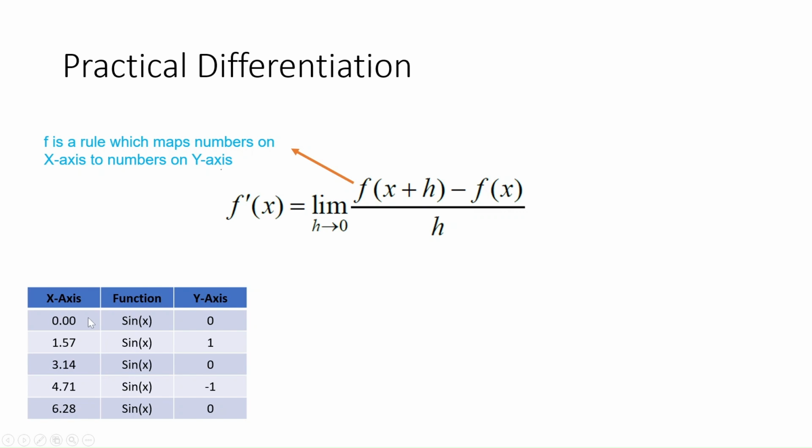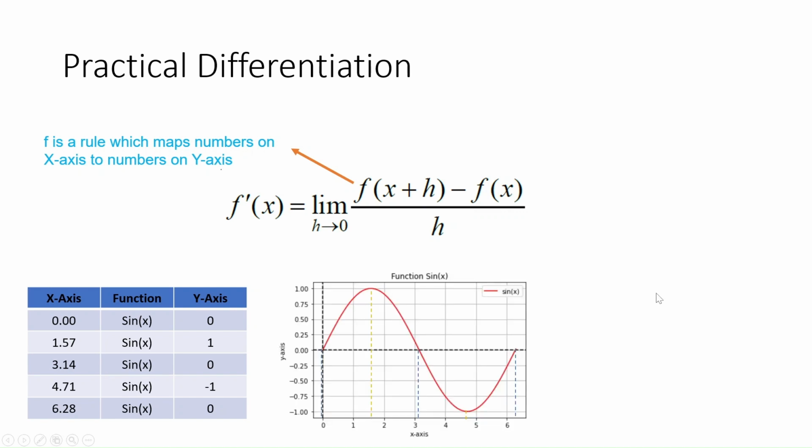What I'm trying to show here is that there are numbers on the x-axis, shown in this column, which are the input to the sine function. Once this input goes into this function, this law, this rule, it spits out a different set of numbers. So a function takes one set of numbers, generally from the x-axis, and spits out a different set of numbers, which forms the y-axis.